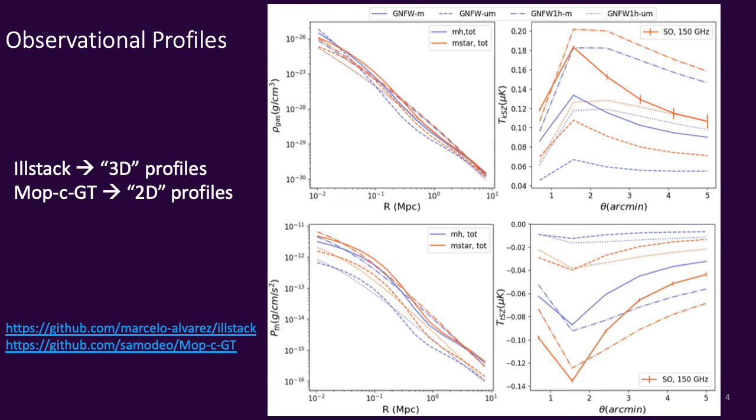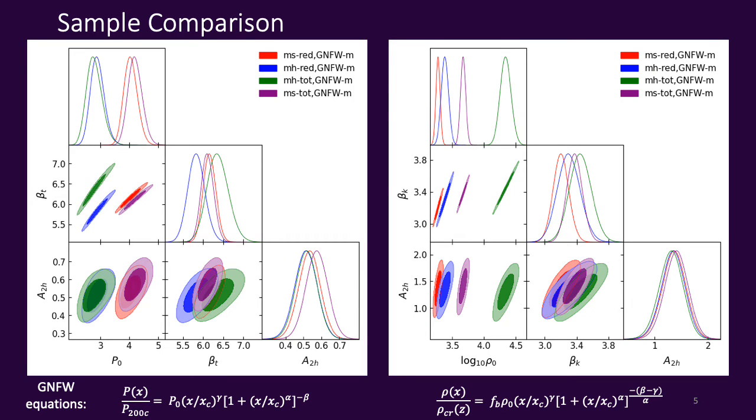So first, we create 3D radial profiles of density and pressure that you can see in the left column for different simulated halo populations corresponding to the modeling choices that I just mentioned. Then we project them into 2D profiles of temperature shifts of the CMB due to the SZ effects that you can see in the right column. Then we fit the profiles to a generalized Navarro-Frenk-White, or GNFW profile, equations for which are shown at the bottom.